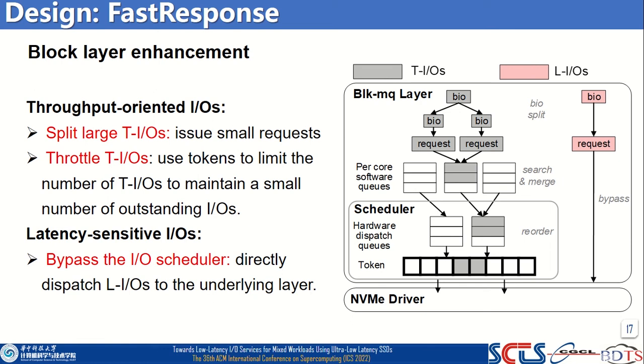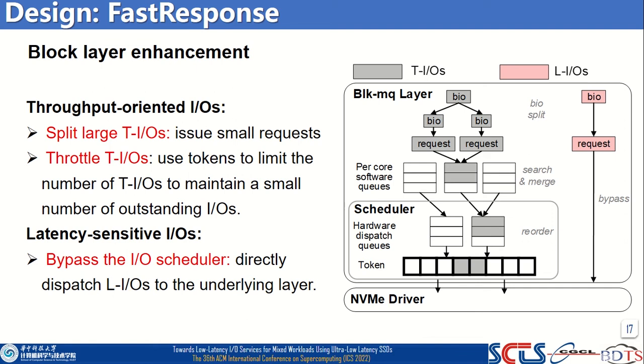We first focus on the block layer. To meet the principle for using ULL SSDs summarized earlier, we enhance the block layer. For issuing small requests, we try to split large non-critical BIOs. For maintaining a small number of outstanding IOs, we use tokens to limit the number of throughput-oriented IOs to the ULL SSDs. Each non-critical request is dispatched with a token, which is released during the IO completion. Thus, non-critical requests are blocked if there are no available tokens. In this way, the impact of I/O interference on latency-sensitive requests in the device can be mitigated.